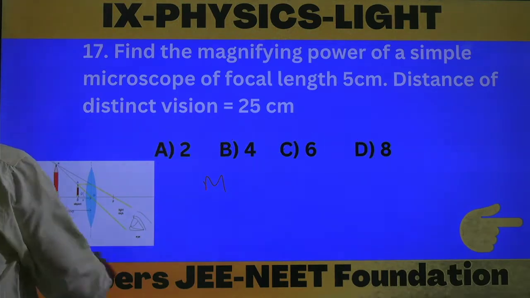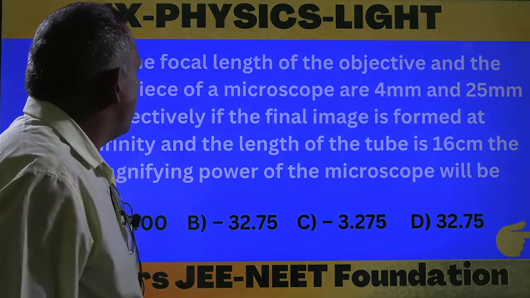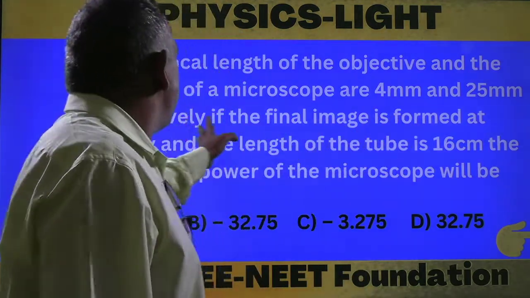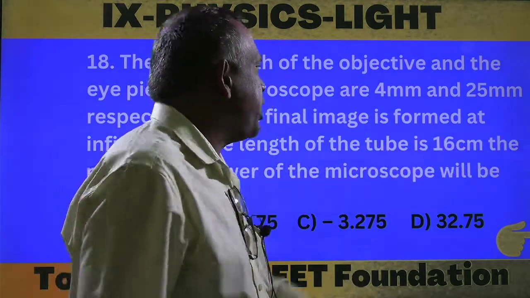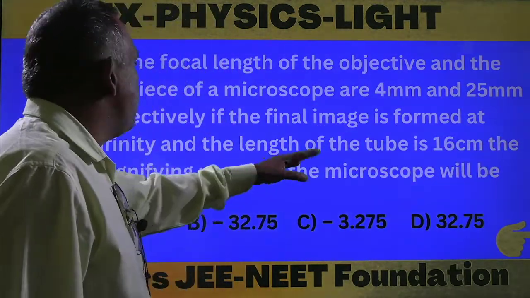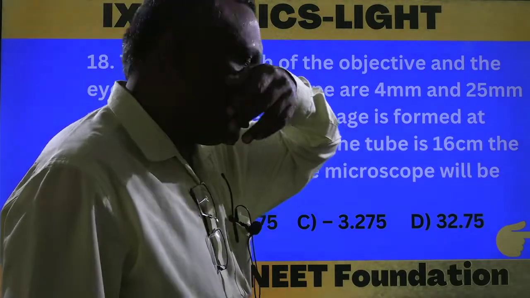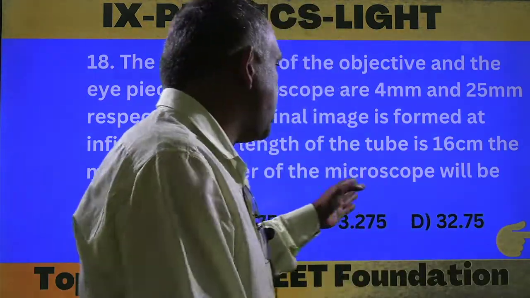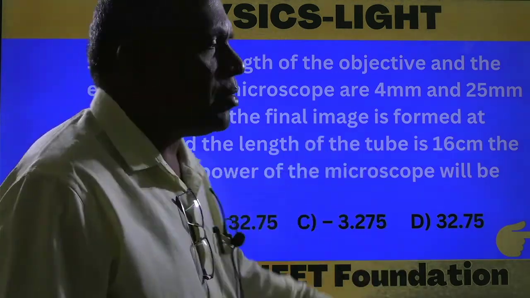So the next question. This is the simple explanation. The focal lengths of the objective and the eyepiece of a microscope are 4 mm and 25 mm respectively. The final image is formed at infinity. The length of the tube is 16 centimeters in the compound microscope. What is the magnifying power of the microscope?